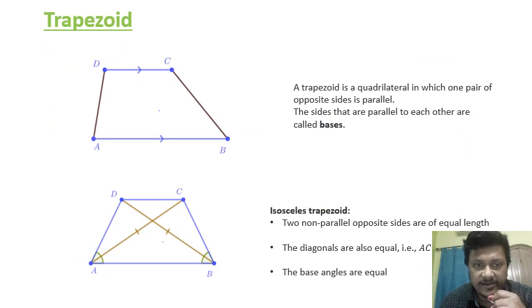A trapezoid is a quadrilateral in which a pair of opposite sides are parallel to each other. Here, in this case, AB is parallel to DC. These parallel sides are known as bases. Now, if the non-parallel sides of the trapezoid are equal in length, then the trapezoid is known as an isosceles trapezoid, which has some important properties. For example, the diagonals in that case are equal. For example, AC is equal to BD and the base angles A and B are equal.